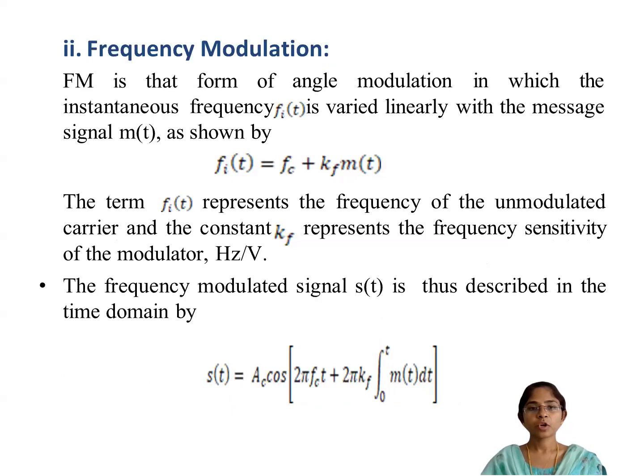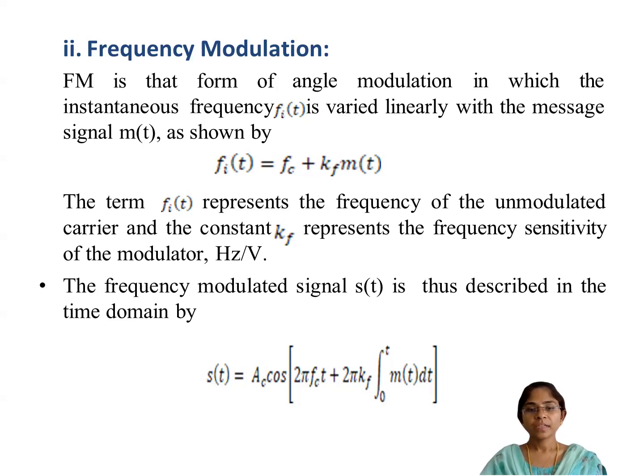Coming to the frequency modulation. Frequency modulation is also a type of angle modulation in which the instantaneous frequency is varied linearly with respect to the modulating signal. This instantaneous frequency is given as fi of t is equal to fc plus kf into m of t. Here kf is known as frequency sensitivity of the modulator.